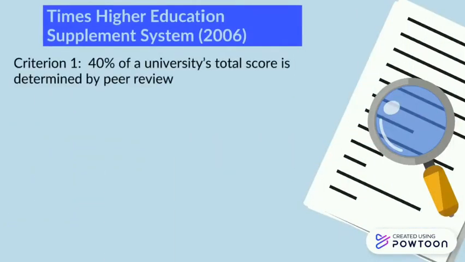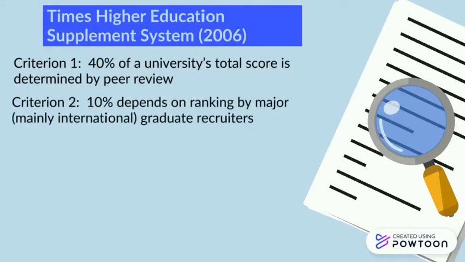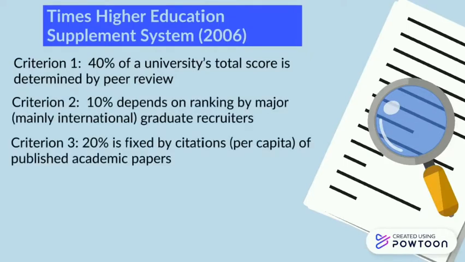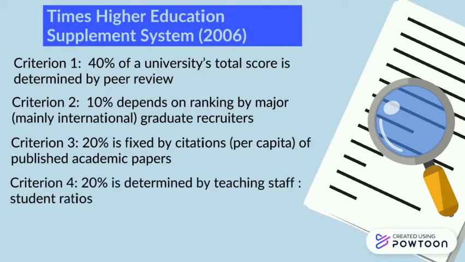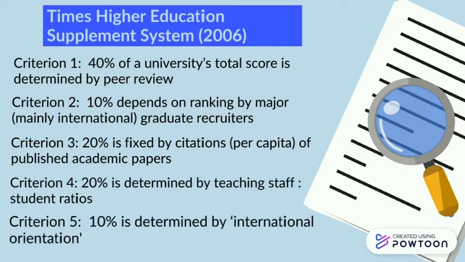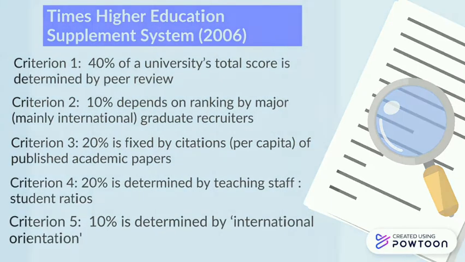First, 40% of a university's total score is determined by peer review. Second, 10% depends on ranking by major graduate recruiters. Third, 20% is fixed by citations of published academic papers. Fourth, 20% is determined by teaching staff. And last, 10% is determined by international orientation.